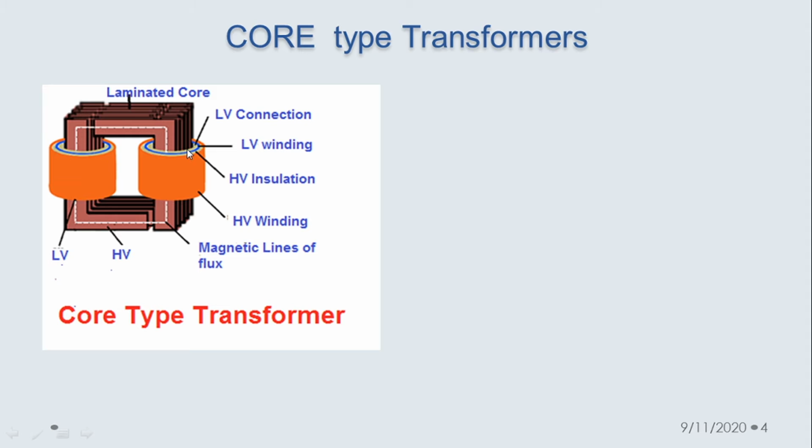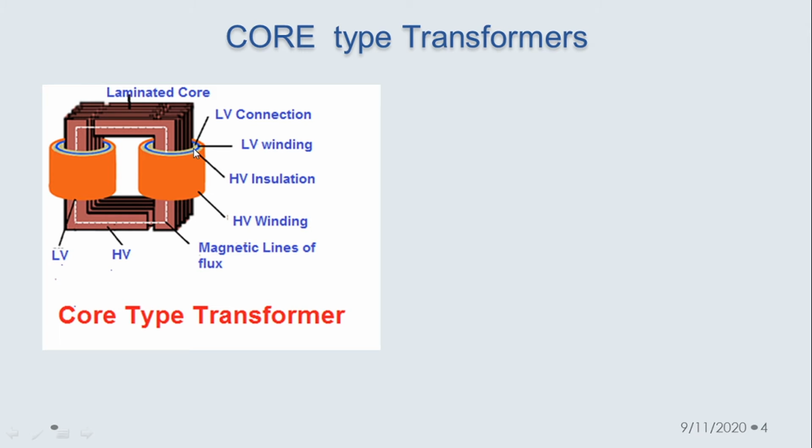Between the core and the LV winding, there is an insulation. You can see here, between this blue line and the core, there is a white color line. That is an insulation. Between the blue color line and the saffron line, there is a white color. So it is also an LV winding. These are the magnetic lines of flux which are moving in the core. All the cores are laminated, to reduce the eddy current loss.